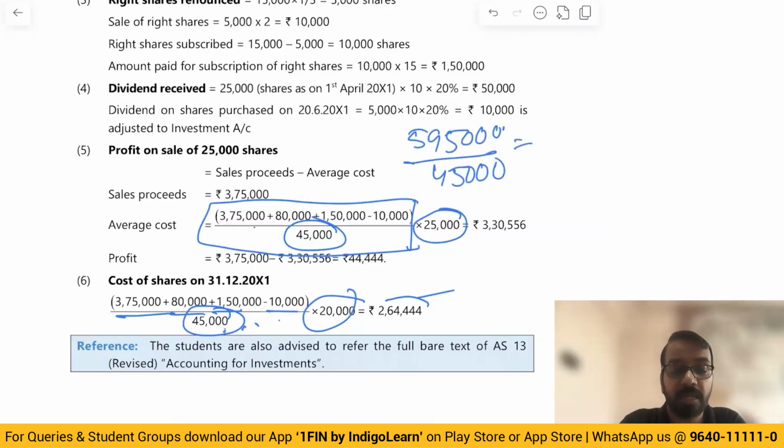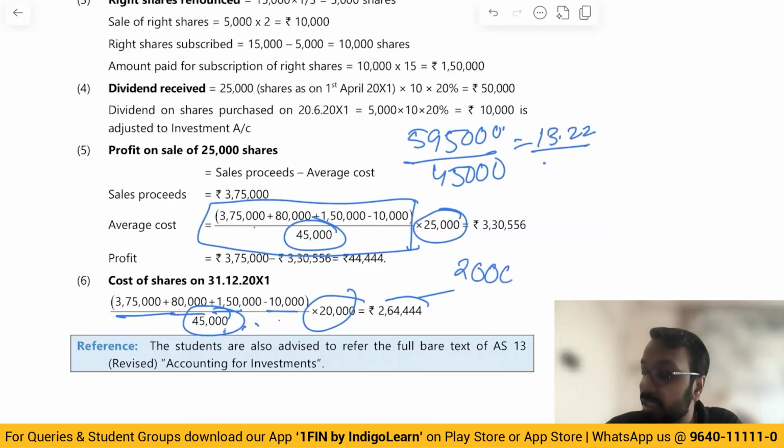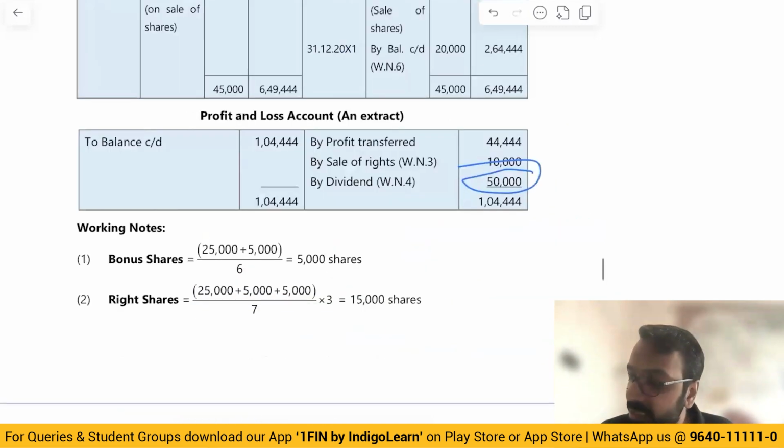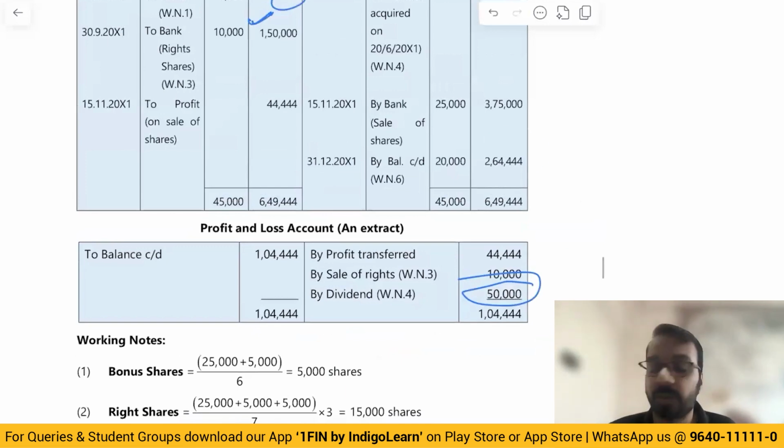So 595 divided by 45,000. If I do, I get 13.22. This is the average cost. Closing balance will be 20,000 into 13.22, and the cost of sale will be 25,000 into 13.22. Like this also you can do the calculation. Closing balance information is not given, so the cost will be considered as closing balance.